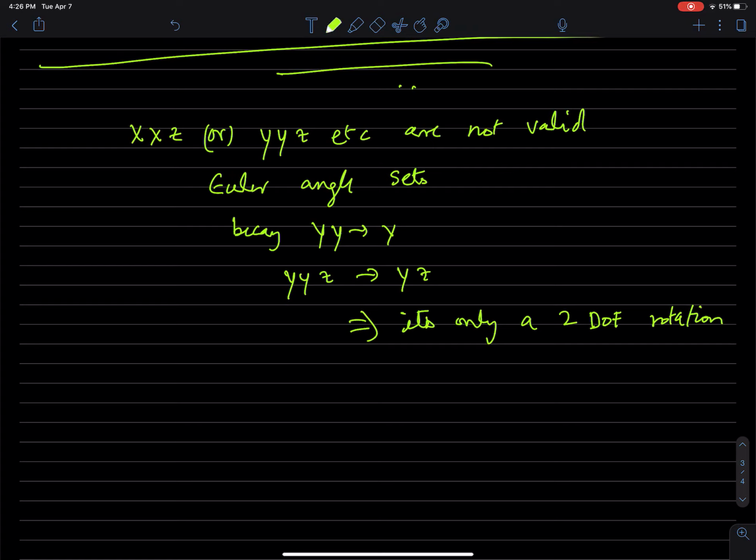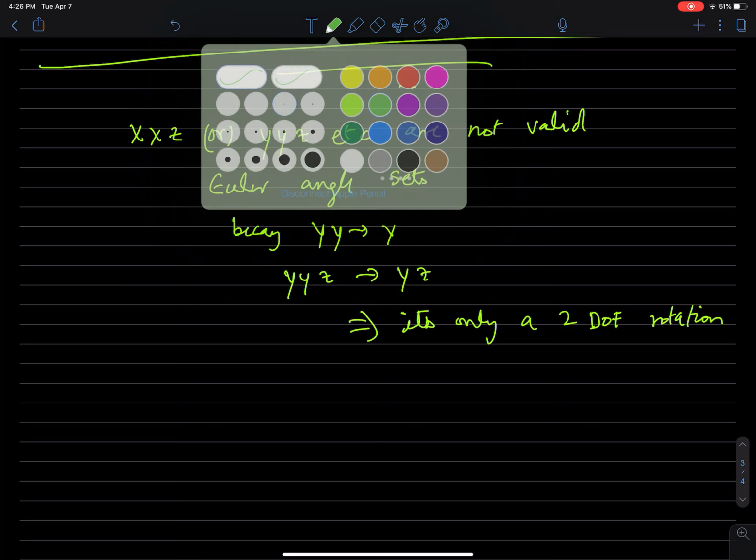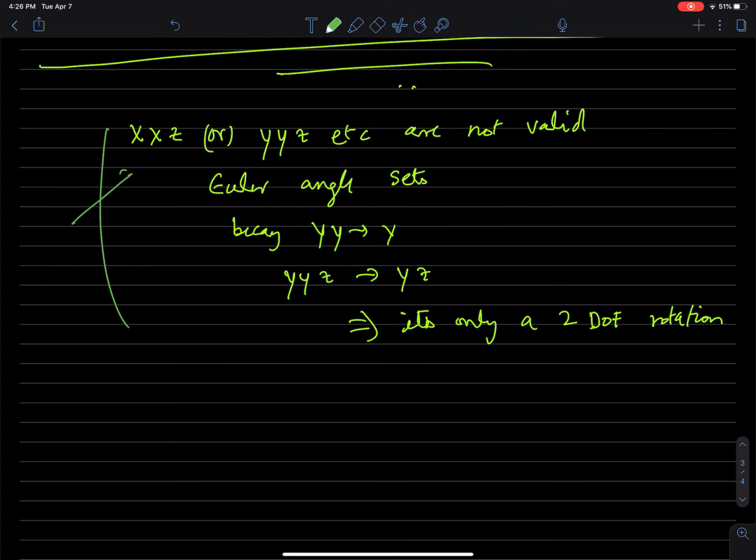Something like a YZ, a rotation about y and a rotation about z, can only span a two-dimensional subset of all possible rotations. So that's why these would be illegal, not legal Euler angle sets. Okay, and that's it for Euler angles.